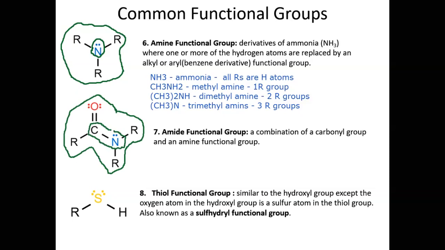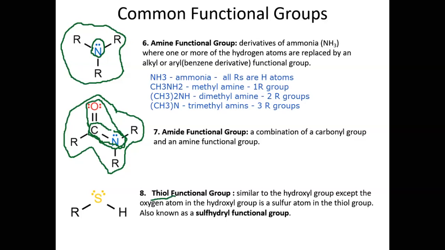So an amide is a little bit different than an amine. So an amide has this C double bonded O N group. And what we're going to do, what you would have done in lab, is you take an amine and convert it into an amide.